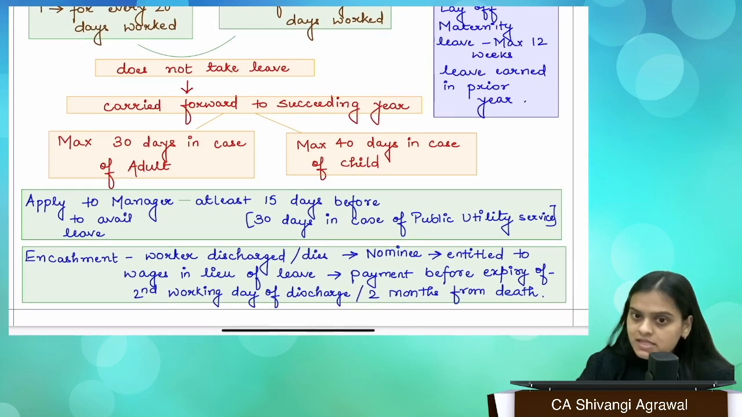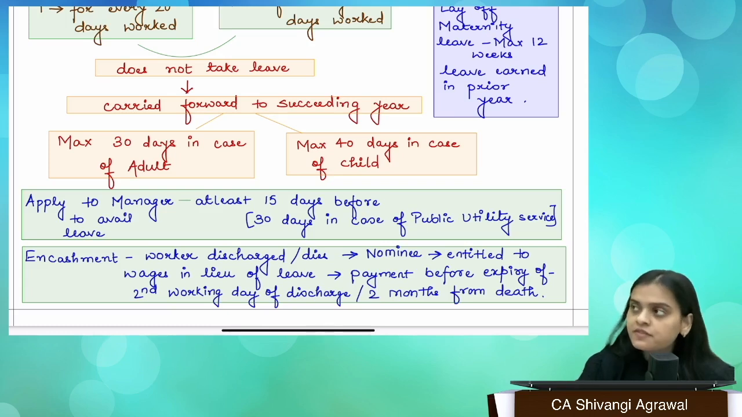Okay. So the first thing was what leave we'll get. The second thing is carry forward of leave. That also we have done. The third one is availing of leave. How do you avail the leave? You have to make an application to the manager at least 15 days before, right? Then you have advance payment. That is also something that I've already told you. Then you have encashment of leave.